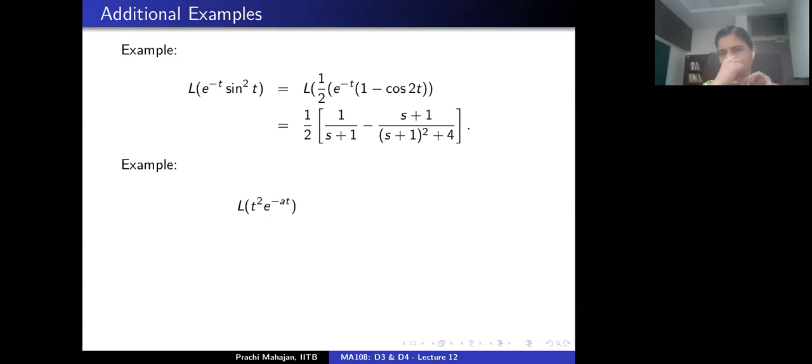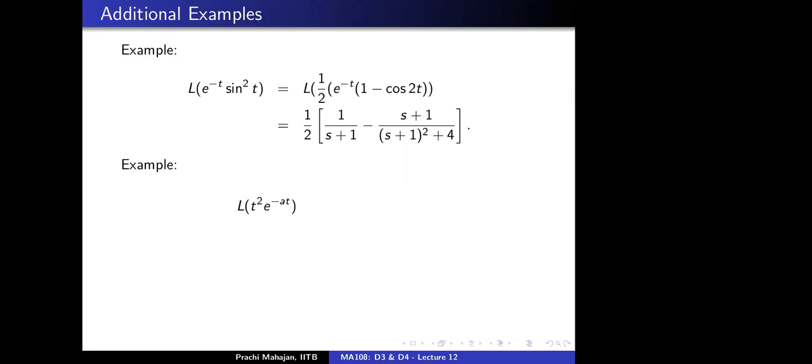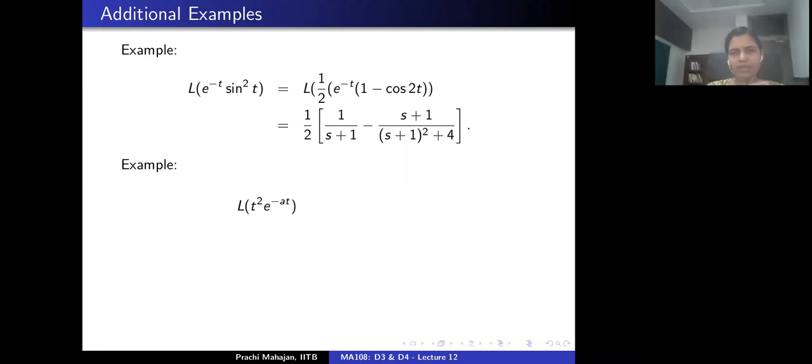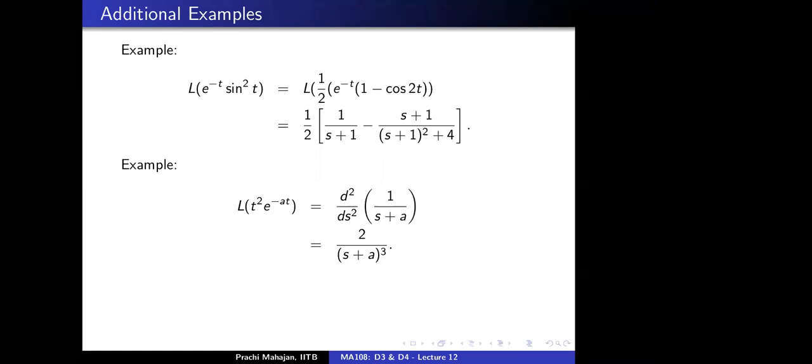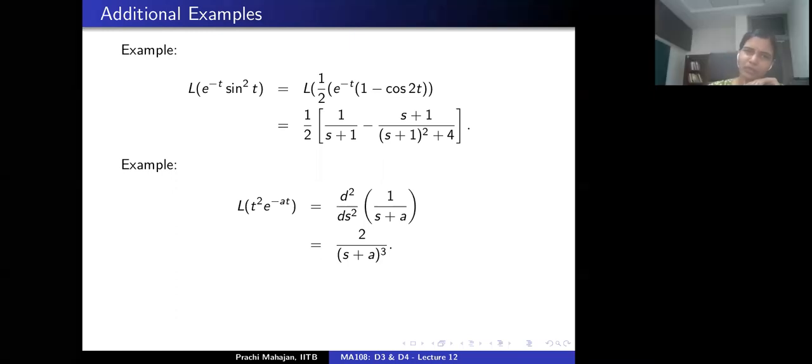Another example. What is the Laplace transform of t^2 e^(-at)? How would one do that? We know the Laplace transform of t times a function, so we just have to differentiate twice. Correct. So that's one way. We can also shift it: we know the Laplace transform of t^2, and then we can shift it. One can do that also, right?